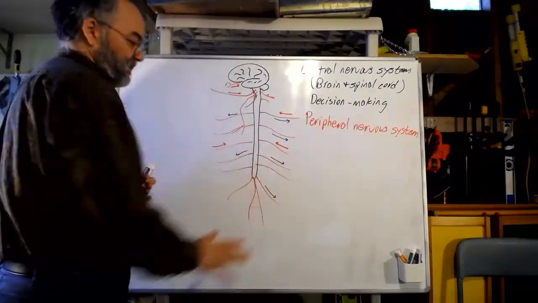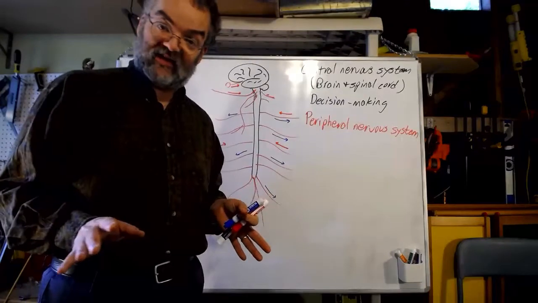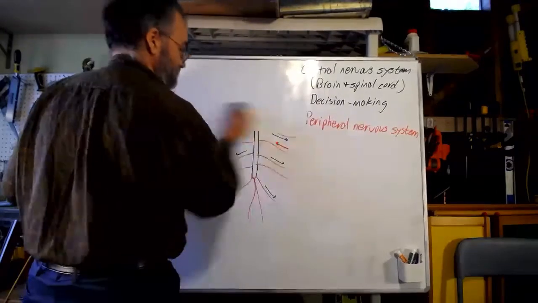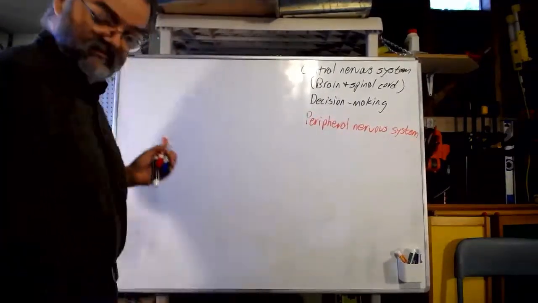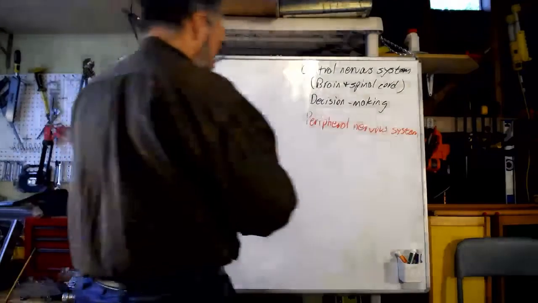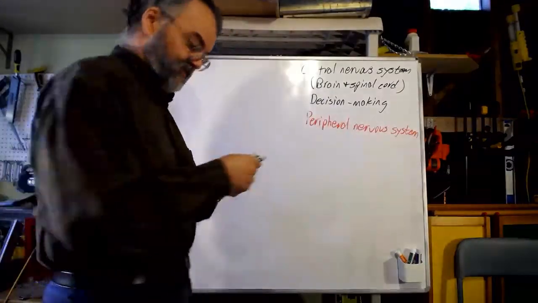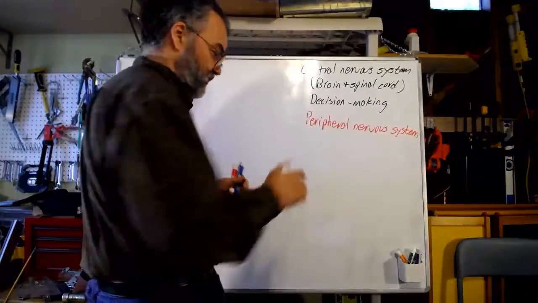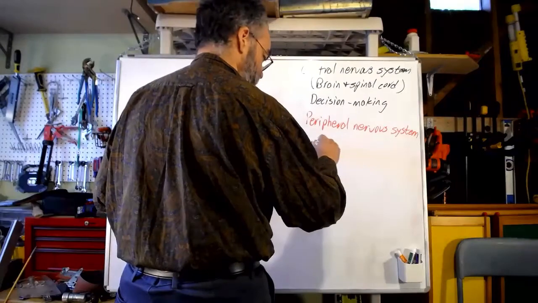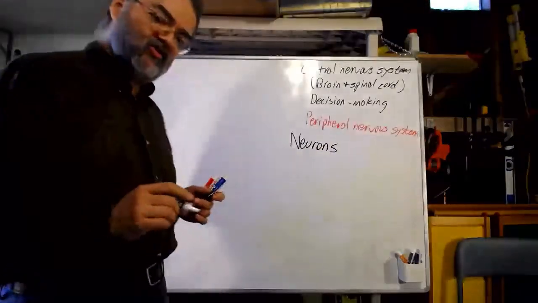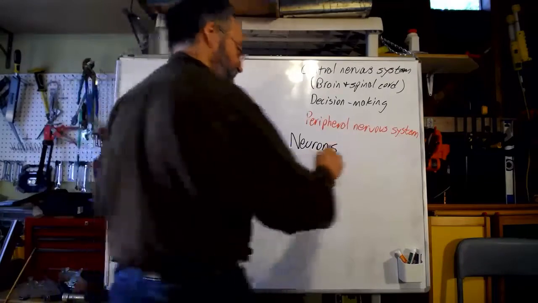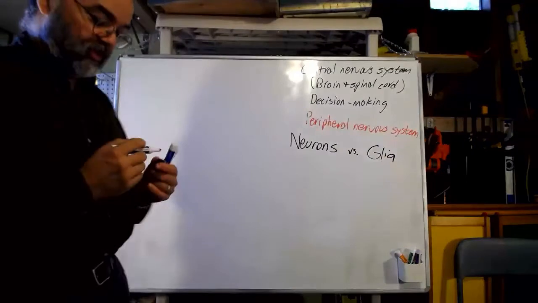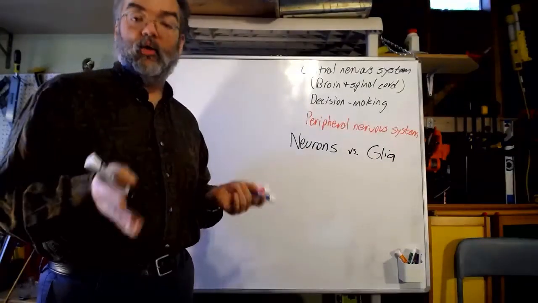Now, all of this is made up of a variety of types of cells. So, let's erase that and talk about the different kinds of cells we have in this system. So, the two main classifications of cells in the nervous system are the neurons, which is what you probably usually think of when you're thinking of a nerve cell, and glia, which are cells which provide support for the nervous system.